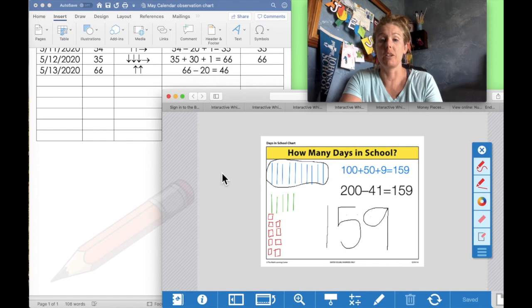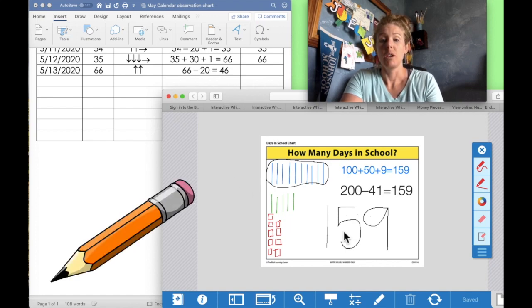Let's get that recorded on our days in school. It shows 159. What are we going to have to do to our number and our picture to make it say 160?